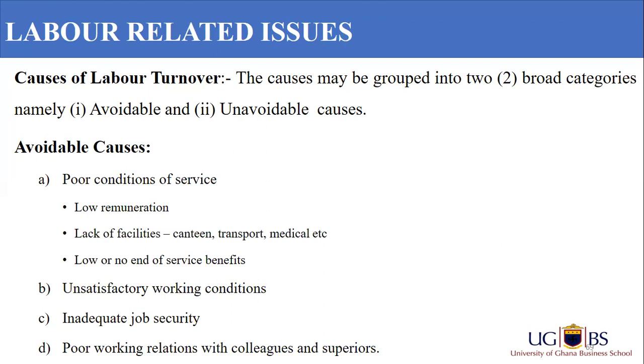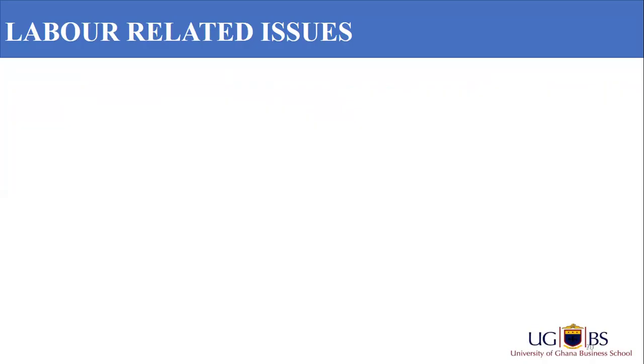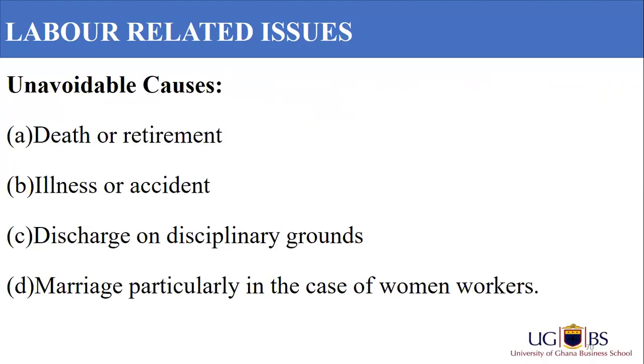So poor working conditions, unsatisfactory working conditions, inadequate job security, and poor working relations with colleagues and superiors. That is the avoidable ones. Then unavoidable ones: death or retirement, illness or accident, discharge on disciplinary ground, marriage, particularly in the case of women workers.